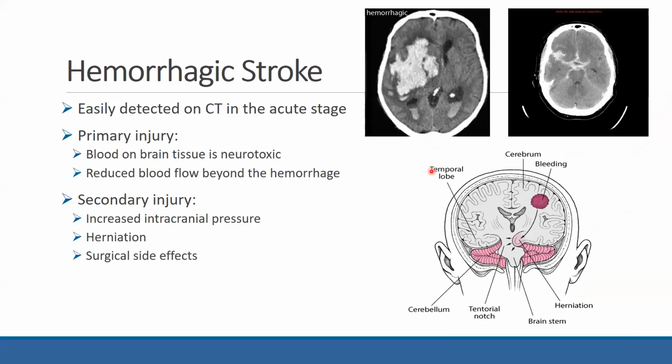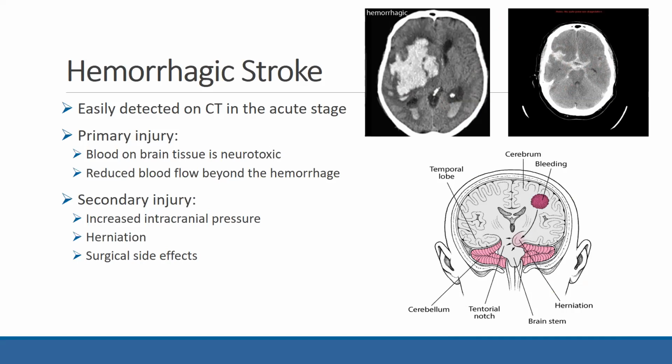So unlike an ischemic stroke, a hemorrhagic stroke is really easily detected early on CT. And that's because new blood shows up bright white on a CT. So here on the left, we have an example of an intracerebral hemorrhage. You can see here in the right hemisphere, this is a pretty large one. And on the right here, we have an example of a subarachnoid hemorrhage. So there's blood in this subarachnoid space, which fills in all those little crevices around the brain.